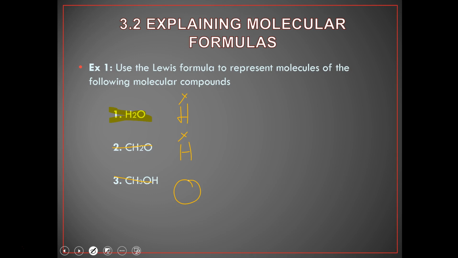Now, usually when I'm drawing my Lewis dot diagrams, for every type of atom I draw my electrons a little bit differently, because then I can account for what came from where. So I'm going to say, okay, the oxygen has 6 valence electrons, so it's 1, 2, 3, 4, 5, 6.